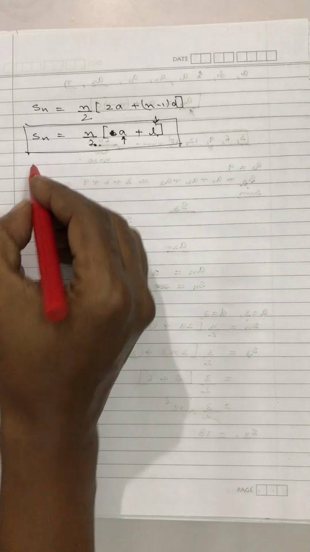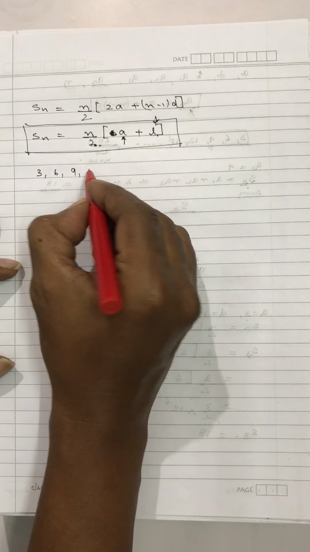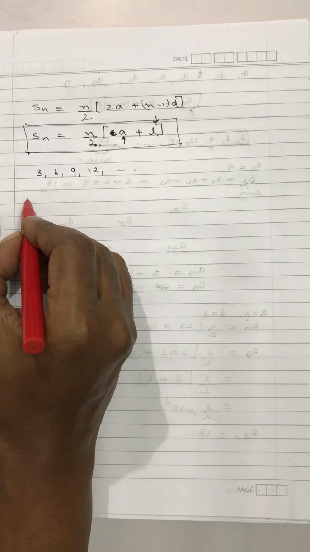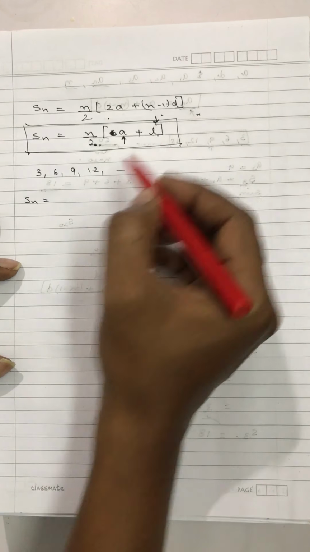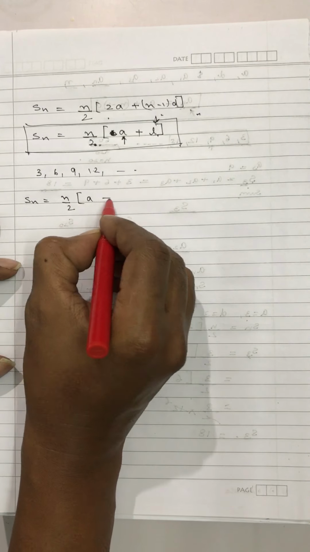So likewise, if we take 3, 6, 9, 12 and so on, we can use the formula Sn is equal to n upon 2 into 2a plus n minus 1 into d, or Sn is equal to n upon 2 into a plus L.